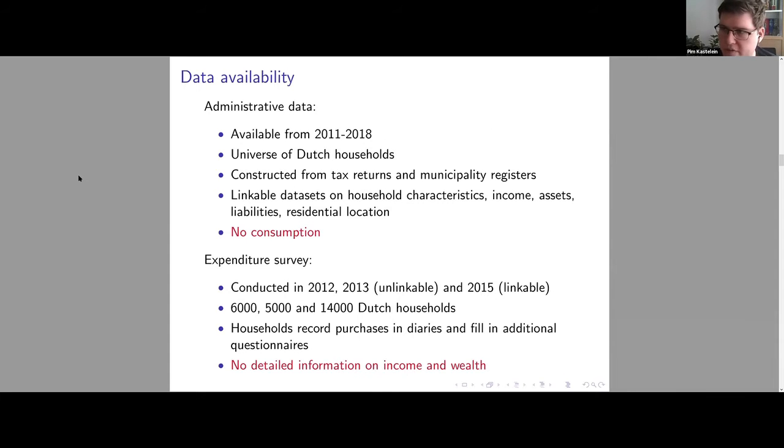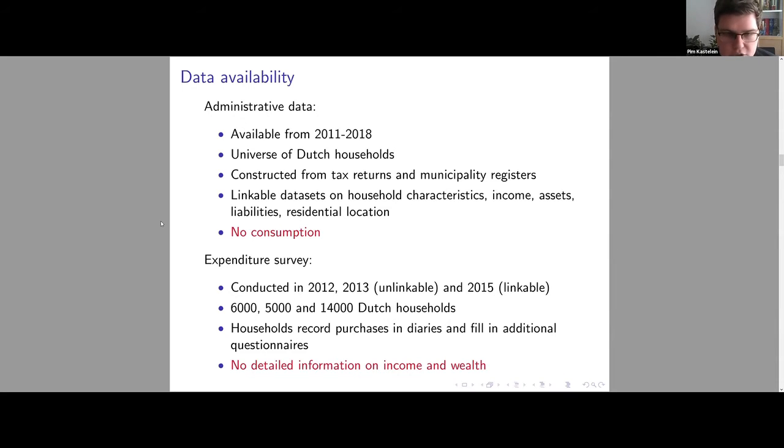Now, let's have an overview of the data that I have. The administrative data is available from 2011 to 2018 on the universe of Dutch households. These are constructed from tax returns and municipality registers, and these are all different linkable data sets on household characteristics, income, assets, liabilities, residential location, but crucially, no measure of consumption or expenditures is here.